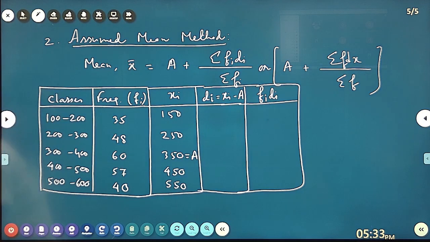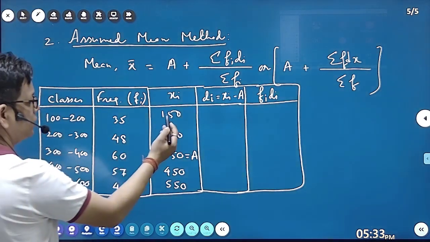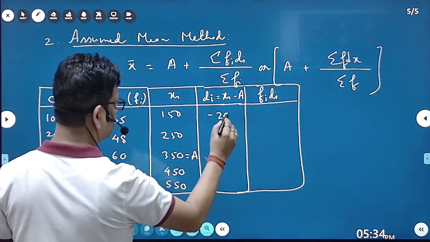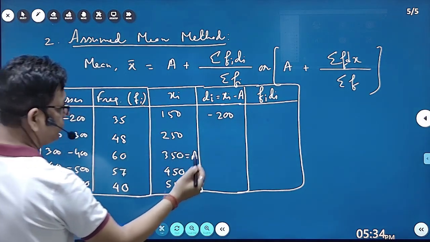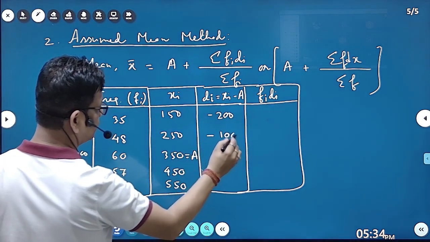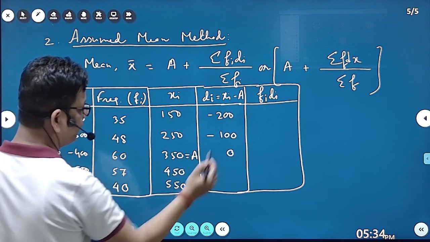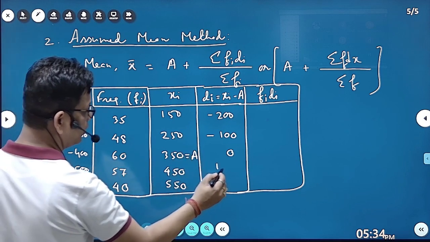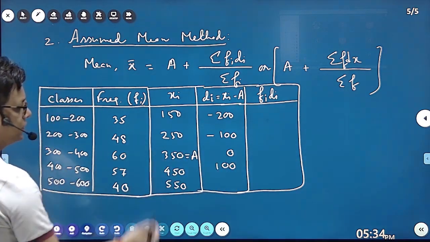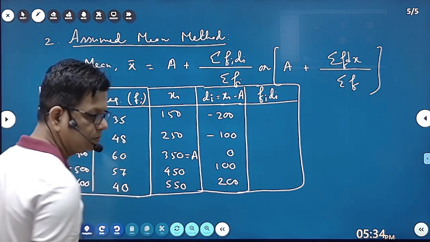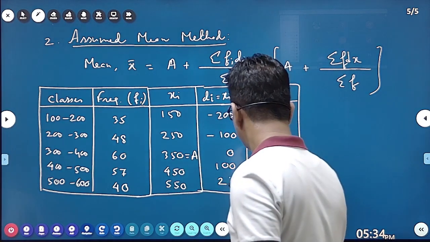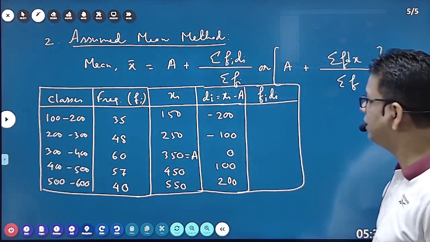Okay. Now, can you go for finding xi minus a? So xi is 150, a is 350. So 150 minus 350 will be minus 200. 250 minus 350 will be minus 100. 350 minus 350 will be 0. Then 450 minus 350, it will be 100. Then 550 minus 350 will be 200. So by default it has come 0, but actually it may not be 0 all the time. Anyway.